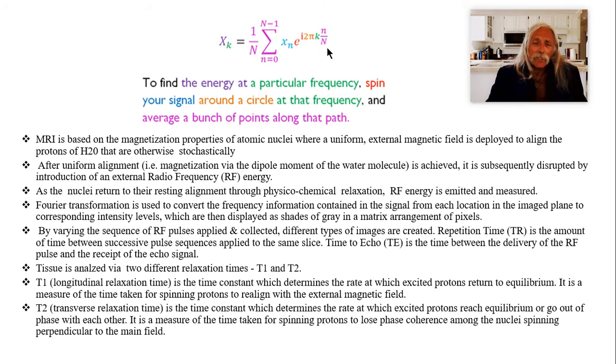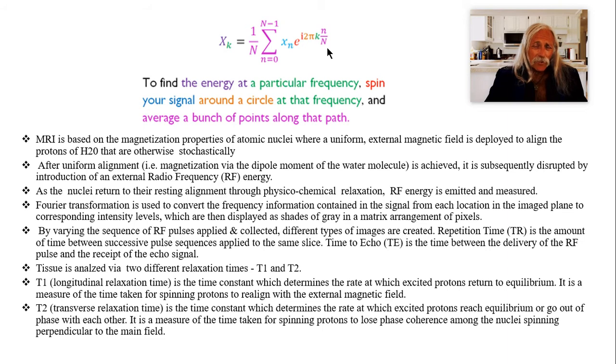Okay. Tissue is analyzed via two different relaxation times, T1 and T2. See, I told you this is a T2. I got all this for you so you understand what T2 stands for, those of you who are physicians and those of you who are just curious. T1 is a longitudinal relaxation time. It's the time constant which determines the rate at which the excited protons return to equilibrium. It is a measure of the time taken for spinning electrons to realign to that external magnetic field. Because remember, there's a dipole moment. They realign to that dipole, right?